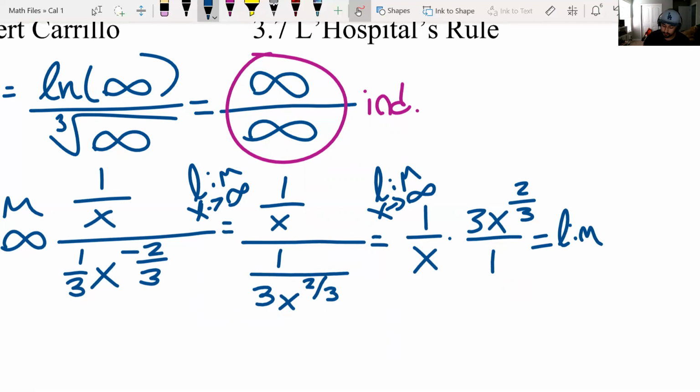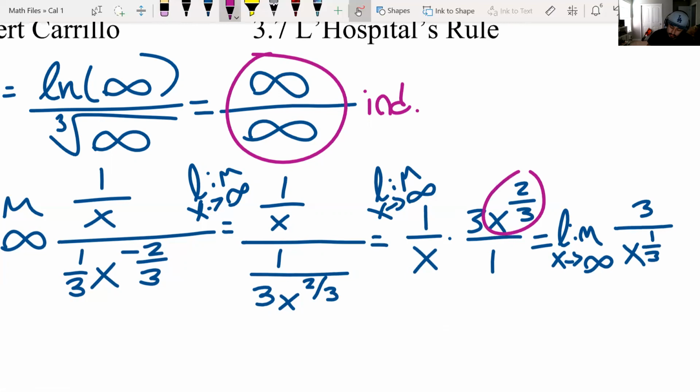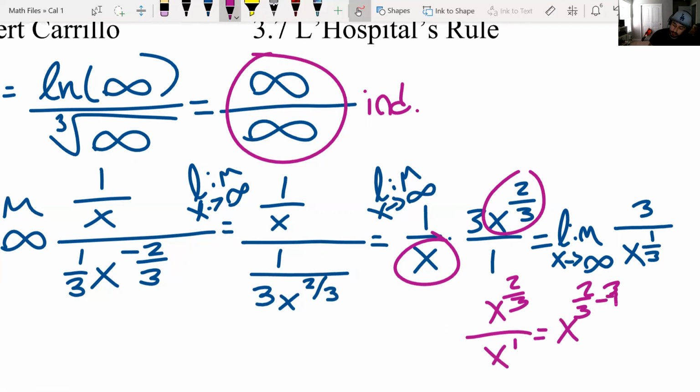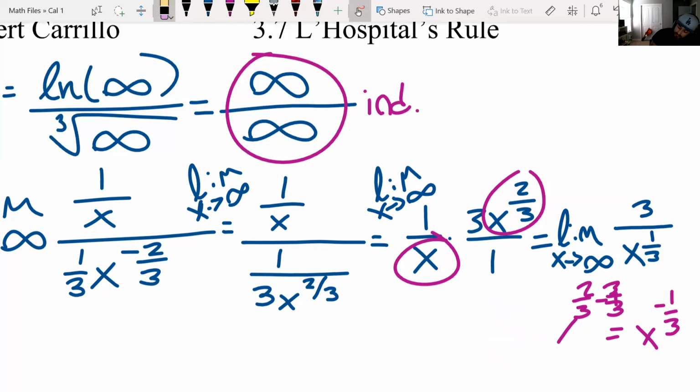You get the limit as x approaches infinity of 3, what's this gonna be? Who's bigger? Down there, right? So you're gonna get 3 over x to the 1/3. Because right here, x to the 2/3 over x, that's x to the 2/3 over x to the first, is x to the 2/3 minus 1. That becomes 3 over 3, which gives me x to the negative 1/3, which becomes x to the 1/3 down in the denominator. Okay, in case you were wondering.